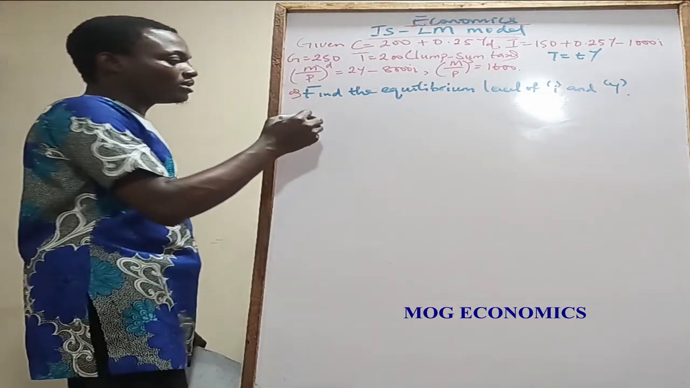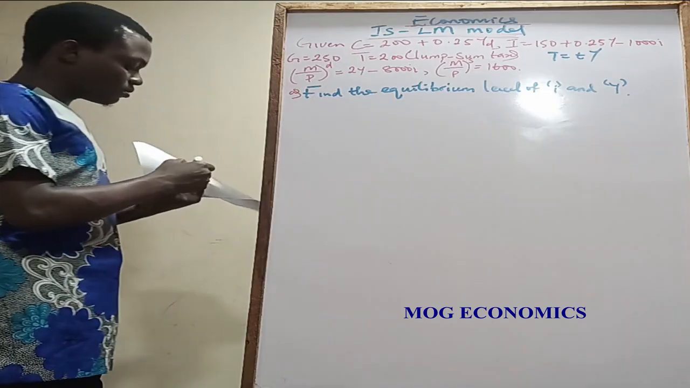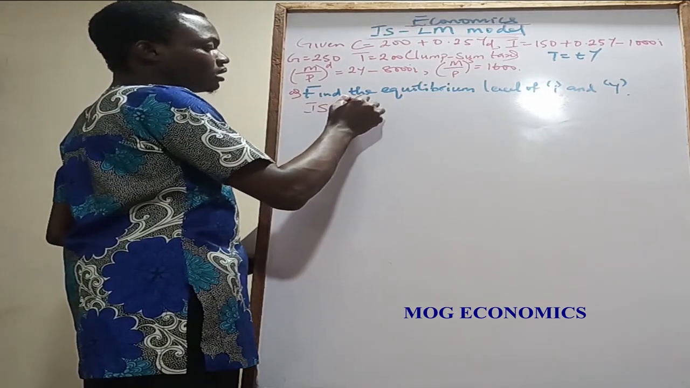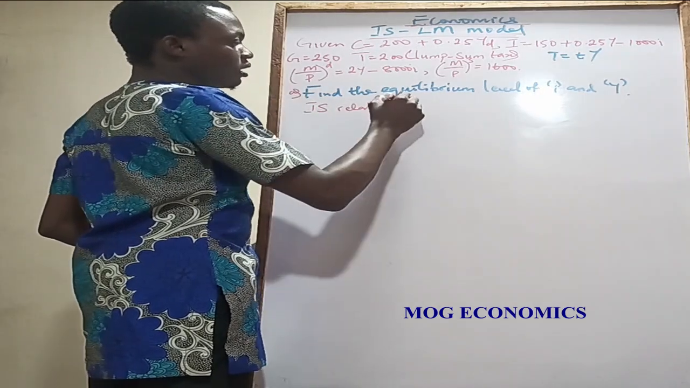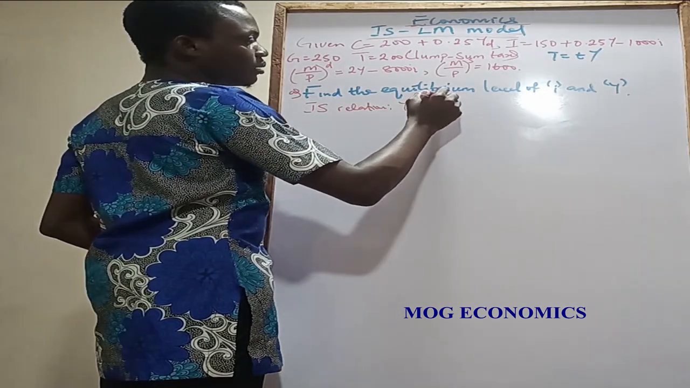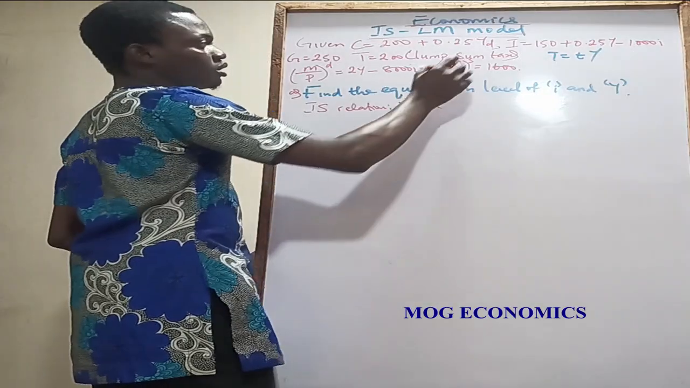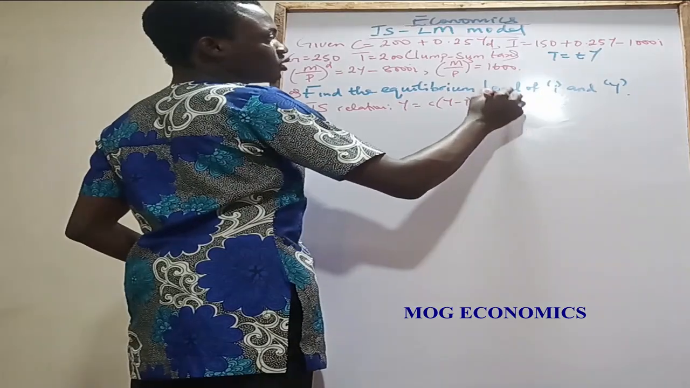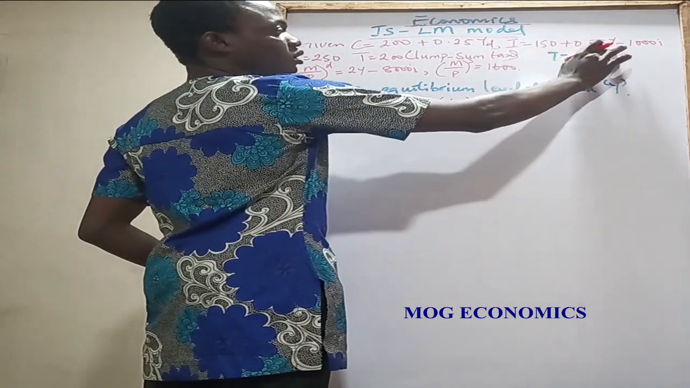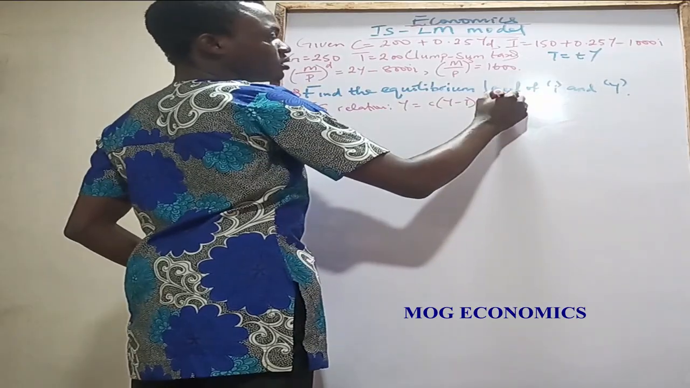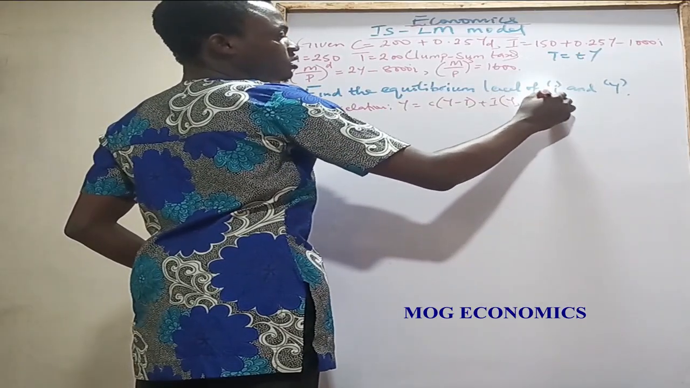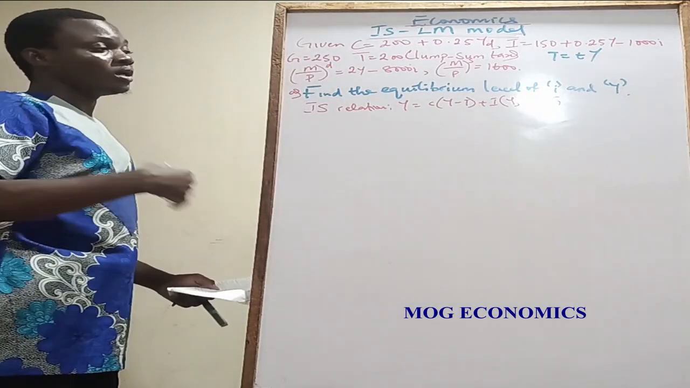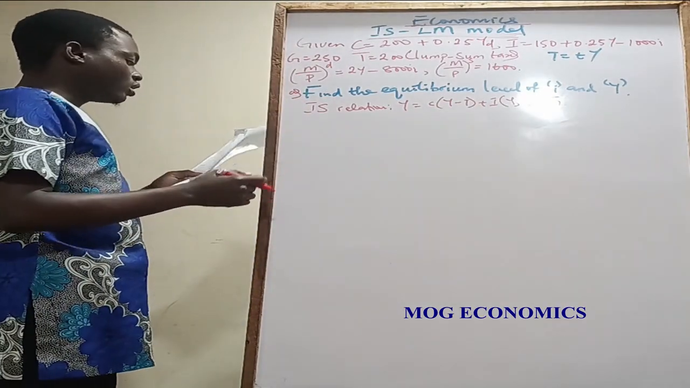For the goods market, the IS, there's something called the IS relation. In case I ask you to find the IS relation: Y equals C, a function of disposable income YD, where disposable income is Y minus T, plus investment, which is a function of the income or output level and the interest rate, Y comma i. Then plus G, which is just autonomous. G is not a function of anything, for example G equals 50. So that's your IS relation.